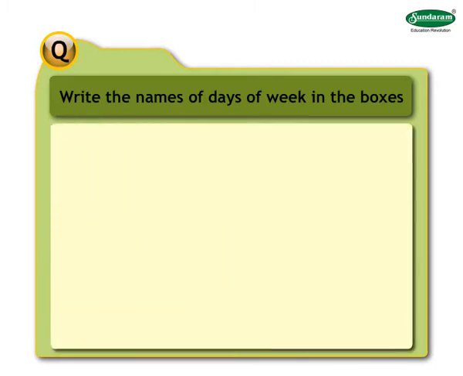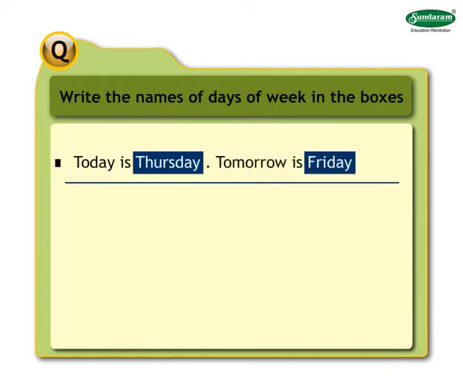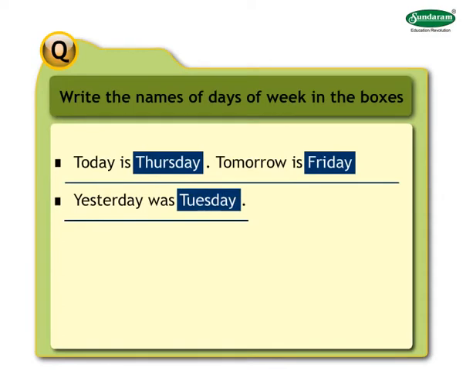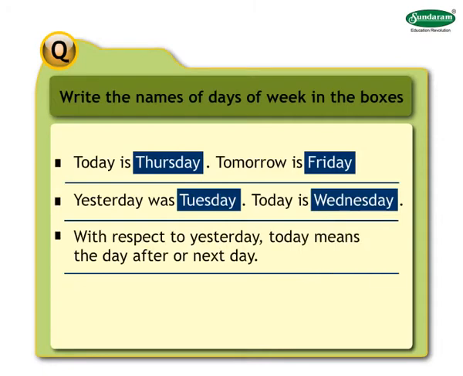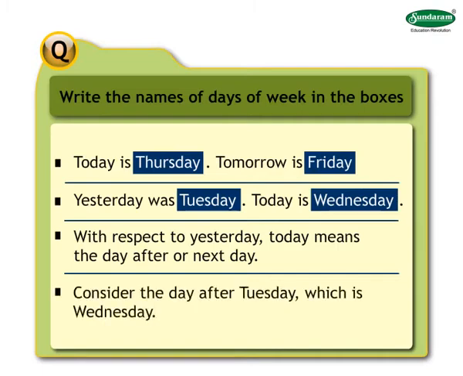Solution. Today is Thursday. Tomorrow is Friday. Yesterday was Tuesday. Today is Wednesday. Since with respect to yesterday, today means the day after or next day. So, we should consider the day after Tuesday, which is Wednesday.